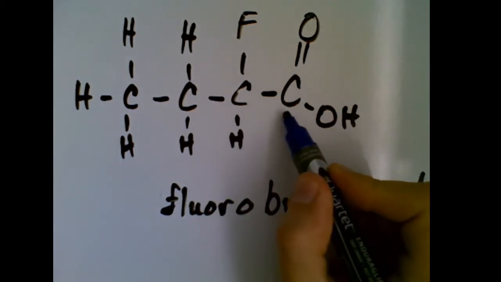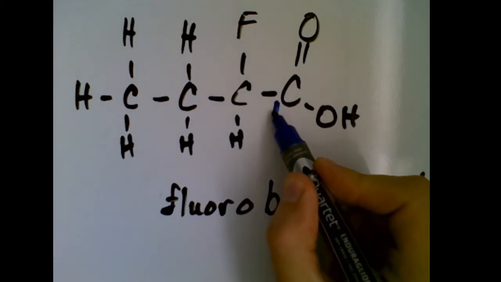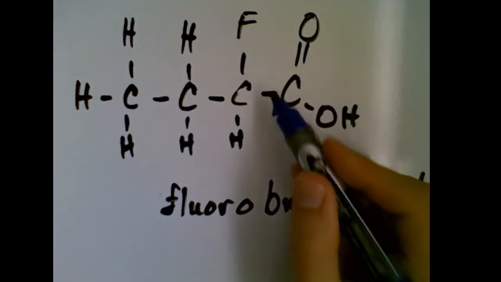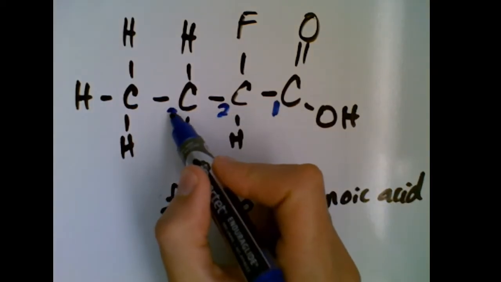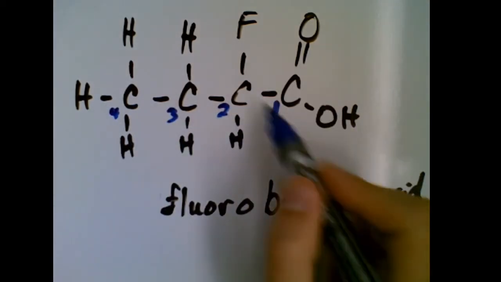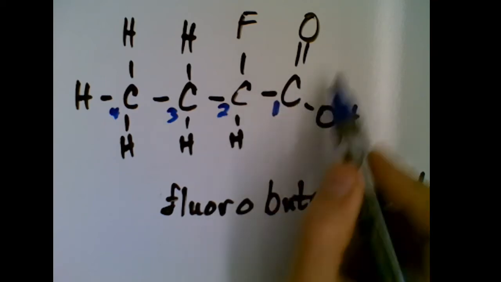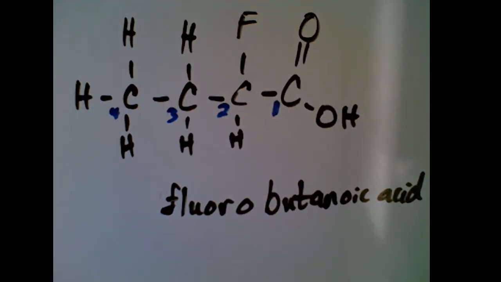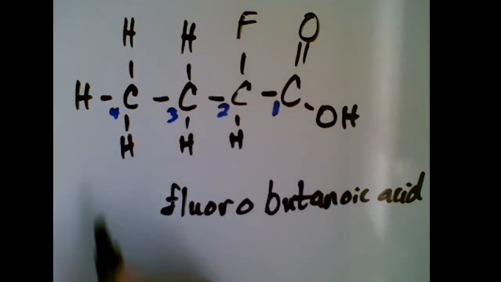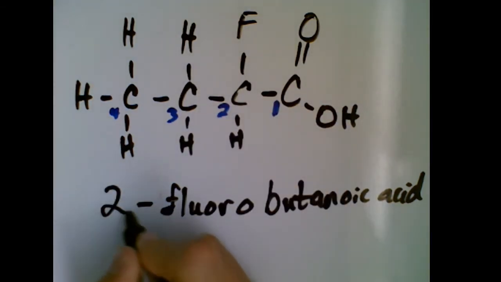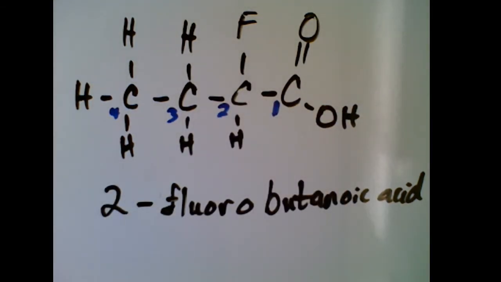And the carboxylic acid is a priority group, changes the molecule more than anything else in it. So 1, 2, 3, 4. You always have to start at one end of the chain, and since the carboxylic acid group is there, it gets the lowest number. That makes the fluorine in the 2 position. So we get 2-fluorobutanoic acid.